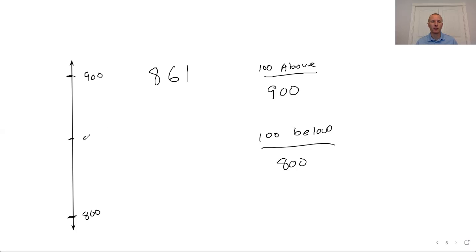Halfway between 800 and 900 is 850. 861 is probably right about here. When we're rounding to the nearest 100, look at the tens place. If the tens place is a 5, 6, 7, 8, or 9, we round up. If it's a 4, 3, 2, 1, or 0, we round down. I know I sound like a broken record saying that over and over again, but it's really important. It's really the only thing you need to know when you're rounding, so I'm going to keep saying it to reinforce it. The 6 there is above a 5, so we're going to round this up. So 861 is about 900.